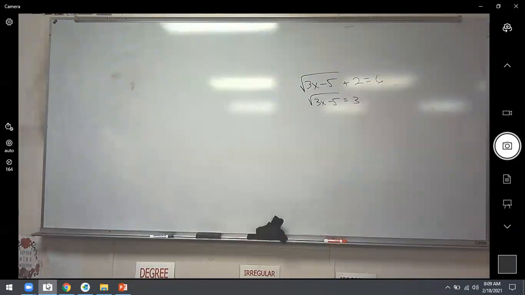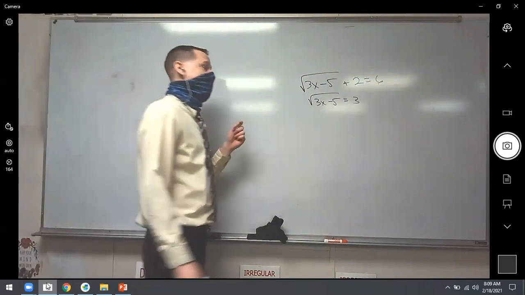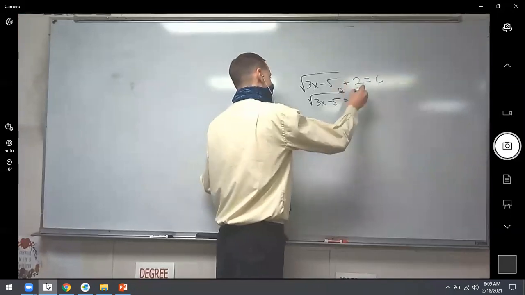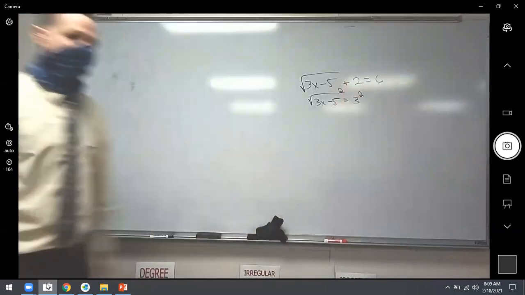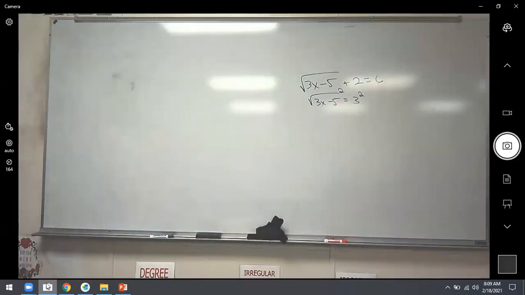So far, so good. All right. And how do you undo a root? Well, this is a square root, correct? Which by definition, the opposite of a square root is squaring. So as soon as you get the root by itself, you undo it with the appropriate exponent. So if this was a square root, we're squaring. If it had been a cube root, we'd cube. Yes.